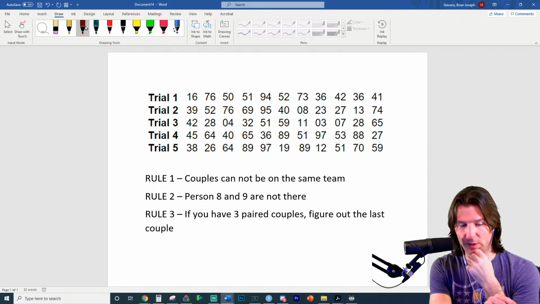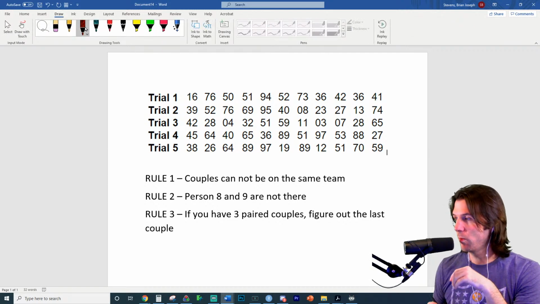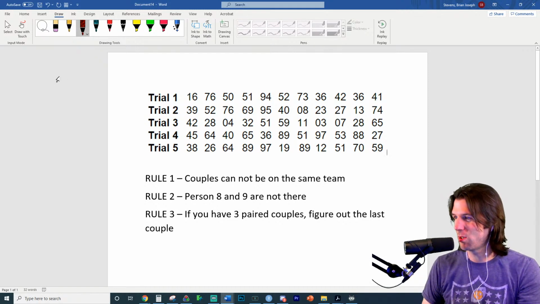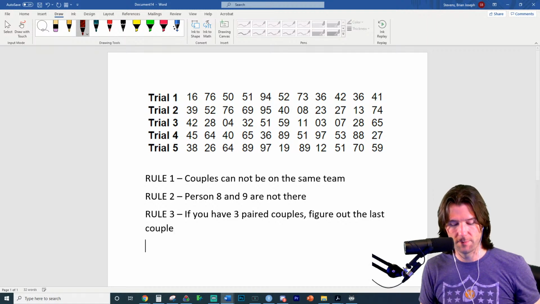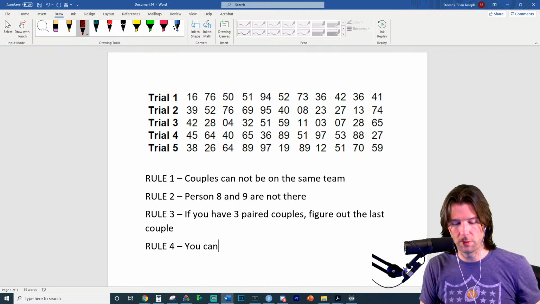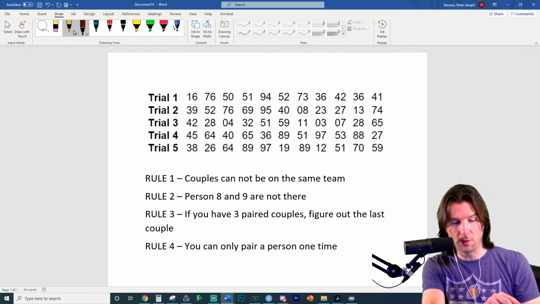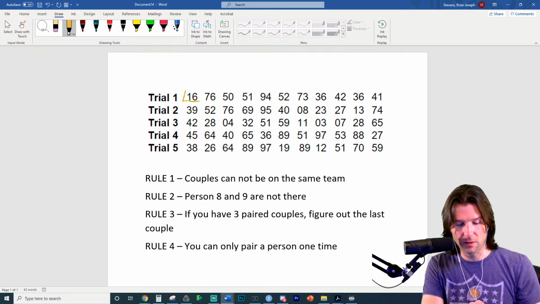I thought there's a 4th rule. I just can't think of it. So when we start pairing people together, well, it's kind of obvious. You can only pair people 1 time. Rule 4, you can only pair a person 1 time. Okay. So we're going to pair together people 1 and 6 to start.